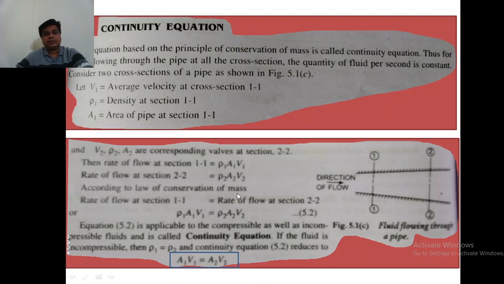According to the law of conservation of mass, you know that whatever the amount of fluid is flowing at cross section 1 should be equal to the amount of fluid flowing at cross section 2. So using the law of conservation of mass, we equate the discharges at these two cross sections and we get this equation. Whenever the fluid flow is incompressible, rho 1 will be equal to rho 2, density will be equal, so we get A1 V1 is equal to A2 V2. This is called the continuity equation, and we'll see how to use this equation in solving problems.